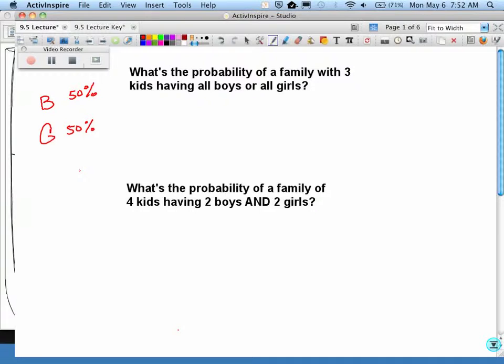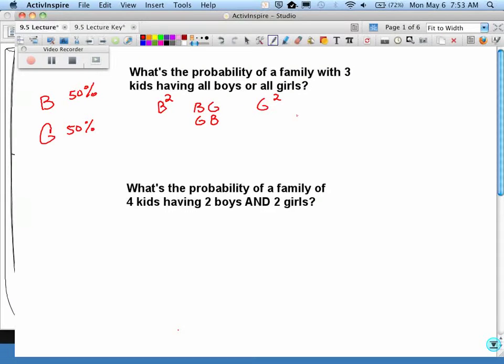When we have 2 kids, what's it going to look like? I could have a boy and a girl, which would be the same as girl and boy, right? So how many different families go? Well, we could do it like that, or we could do that. So what's the probability of having 2 boys? It'd be 0.5 squared.